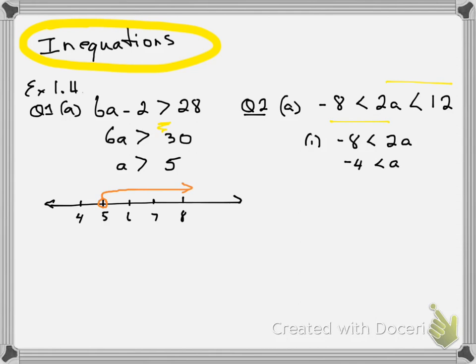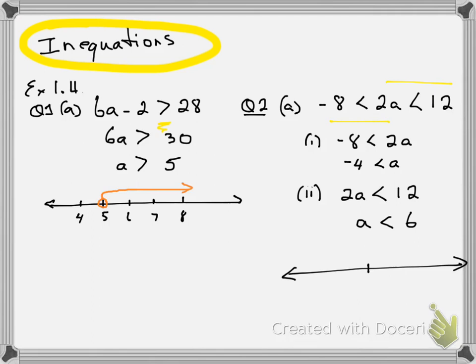For the second part, we have 2a is less than 12. In this case, a must be less than 6. So now you have two solutions that you need to graph on your number line.